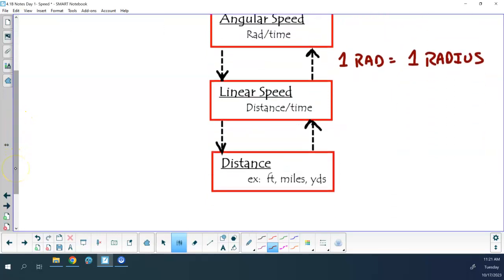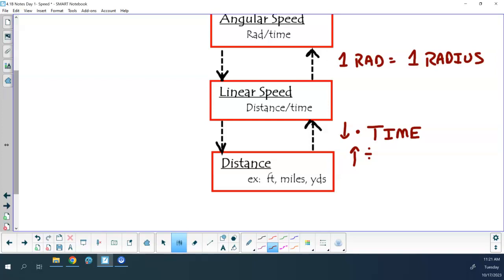If you are going from linear speed to distance, or if you're going from distance back into linear speed, you have to add in the time factor. If we're going down, you are going to multiply by time. If we are going up, you are going to divide by time. Okay? But you have to add in the time factor into that one.